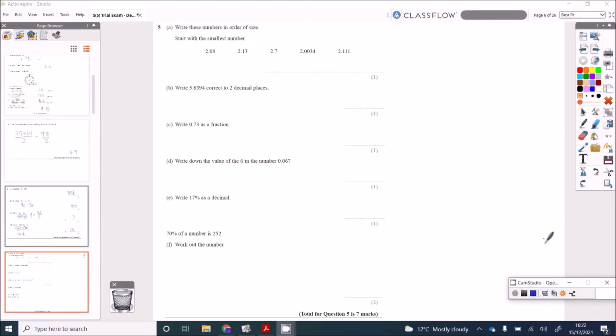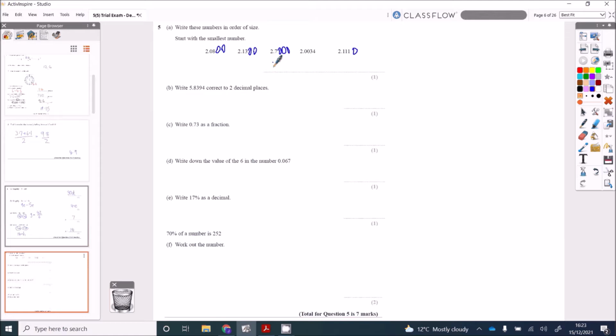Question 5. Write these numbers in order of size. Start with the smallest. So I think in a way it's almost easier to make them all the same size, so you have the same number of numbers after the decimal point. So let's have them all with 4 numbers after the decimal point. And then you can really kind of ignore the 2's and just compare the others. So really this is 800, this is 1300, this is 7000, this is 34, and this is 111.